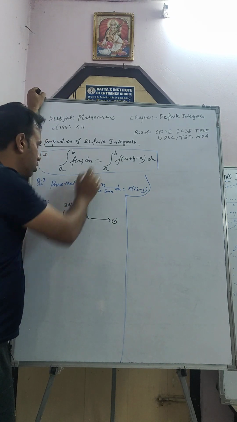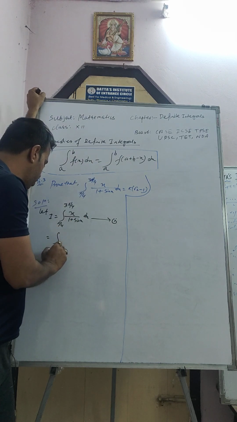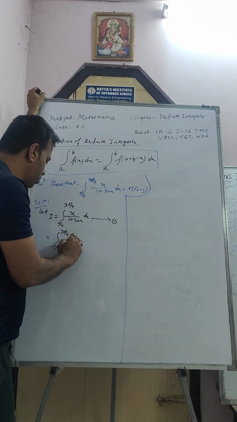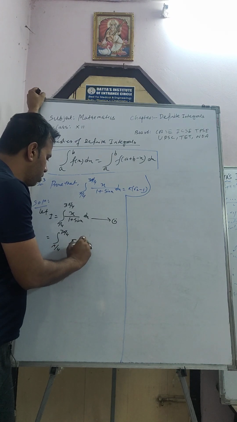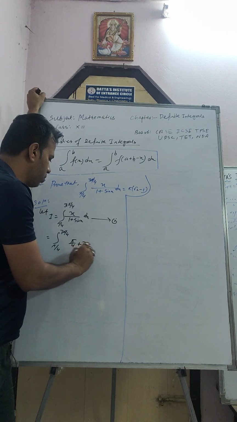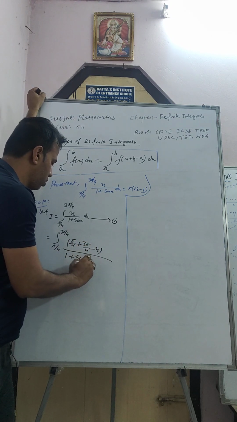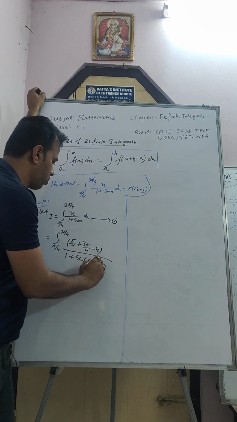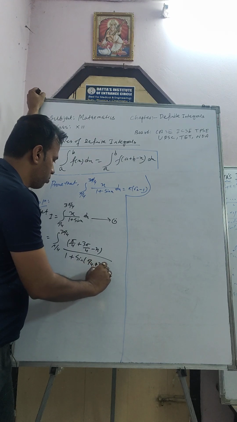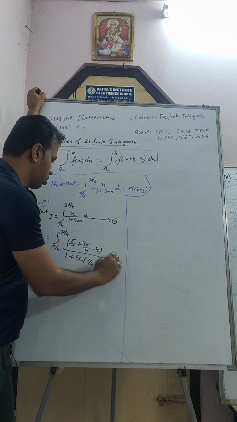Now using these properties here again, this is pi by 4 plus 3 pi by 4, that is a plus b minus x, and here also 1 plus sin of (pi by 4 plus 3 pi by 4 minus x) dx.